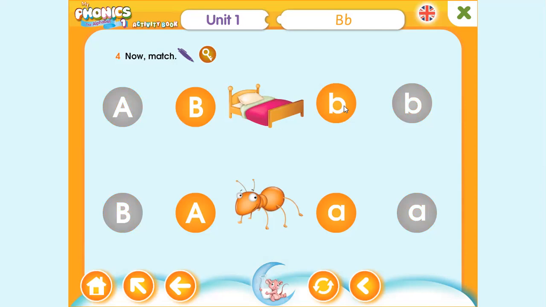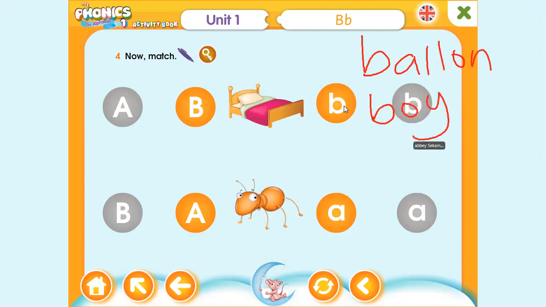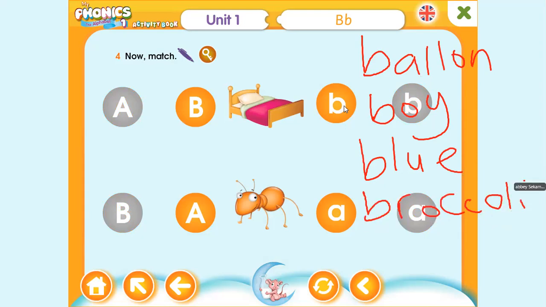So which other pictures begin with B? We saw the balloon, right? What else? A boy, big, blue, broccoli. What else? So many words.